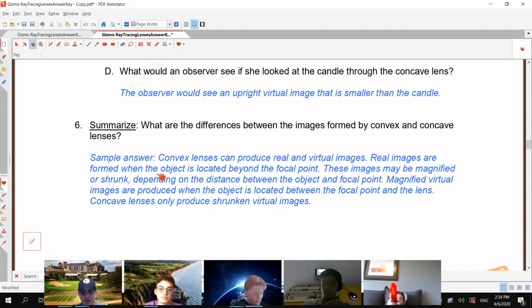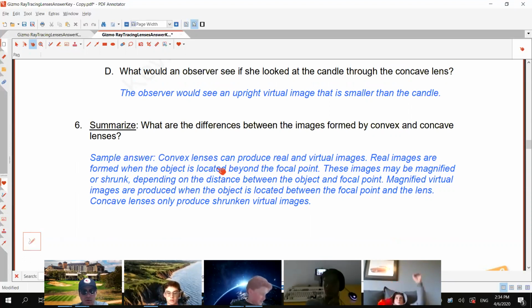Okay, and then the summary, a sample answer, and again, this is going to be totally different than what you guys have written, as long as you get the general themes here. That's what I'm concerned about. So the general theme is that convex lenses produce real and virtual images.